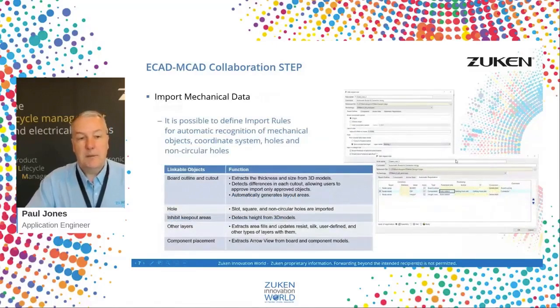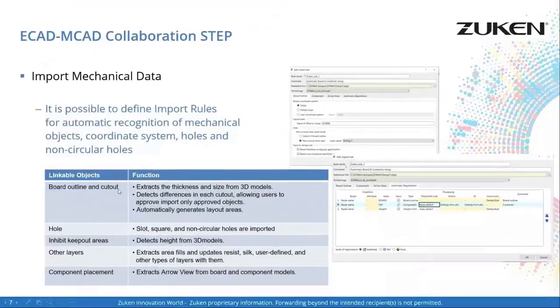Okay. So importing mechanical data. What we can see on the bottom here in the table are the types of objects that can come through from the mechanical data directly into the PCB data. So, board outline and cutouts.